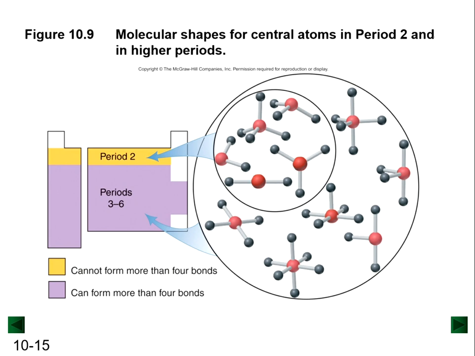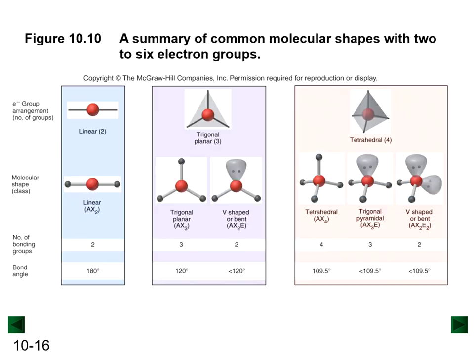For periods 3 through 6, we can form more than 4 bonds, and this is when the trigonal bipyramidal structure and the octahedral structures or octahedral electron group arrangements become important. Now, in the next 2 slides, we'll see a summary of the common molecular shapes with 2 to 6 electron groups. And both of these slides are good figures that you should print out and have available to you when you're working VSEPR problems.